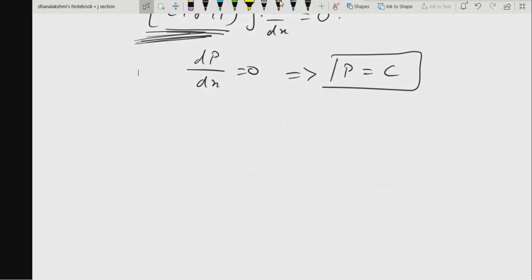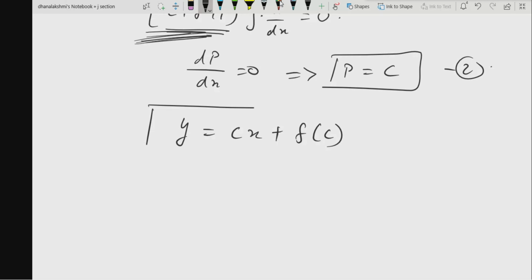The method is the same. The equation is solvable for y. So what do we do there? We will eliminate p from 1 and 2. Let this be 2. So eliminating p from 1 and 2, what is the result you are going to get? The required solution will be y is equal to p into x, so cx you will get, and f of p means f of c. Wherever p is there, you have to substitute c. So this is the general solution of the Clairaut's equation.